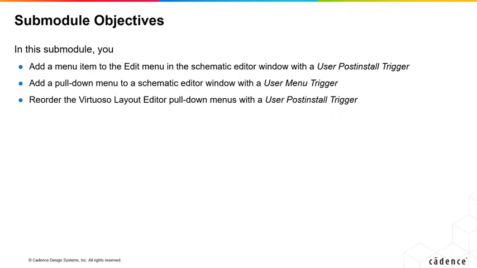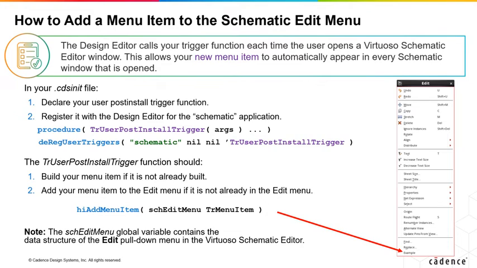Okay, so the different triggers are listed there. For the first one we'll use a post install, then a user menu, and then another user post install. So we'll see the code for that here in the next few slides. So here we want to look at adding a menu item to the schematic edit menu. So what you'll put in your .cds init file is the definition of the TR user post install trigger, and then you'll register it for the schematic window.